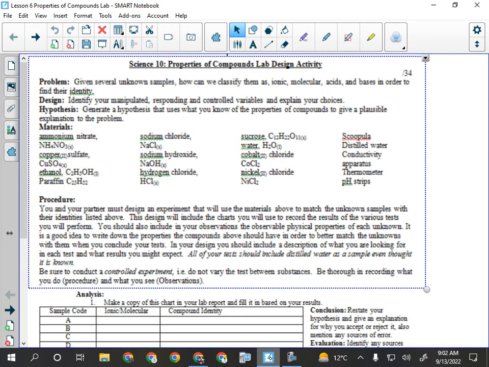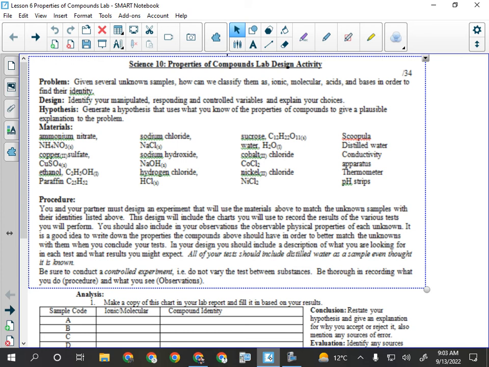So for the problem, the problem we're investigating is how can substances be identified from their physical properties? Remember yesterday when we went through lab report format, your problem needs to be stated in the form of a question in your own words. So what's written here, and by the way, this is the PDF document that's in with the assignment, so you actually have a copy of this as well. The problem here says, given several unknown samples, how can we classify them as ionic, molecular, acids, or bases in order to find their identity?